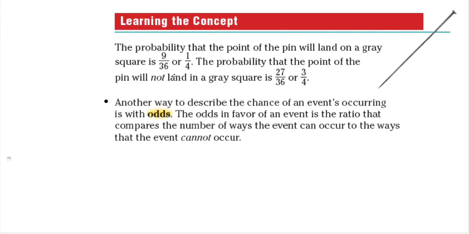Okay, we talked about probability, and let's discuss how it relates to odds. Another way to describe the chance of an event occurring is with odds. The odds in favor of an event is the ratio that compares the number of ways the event can occur to the ways the event cannot occur. Again, the difference is that probability is the number of ways an event can occur over the total number of possible outcomes.